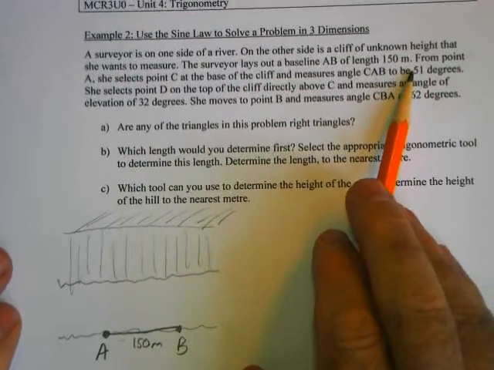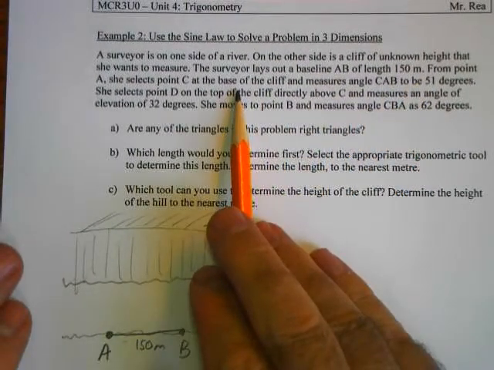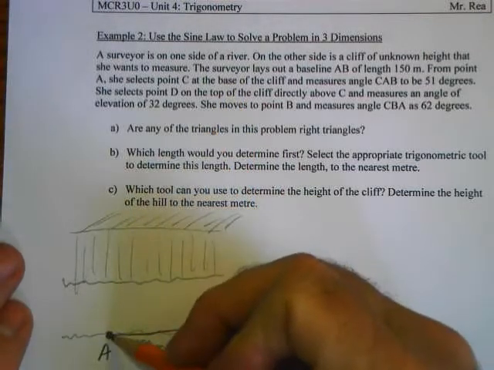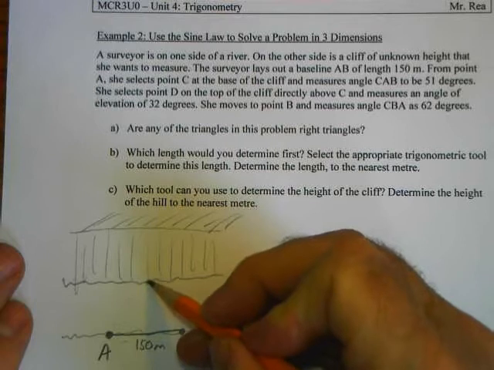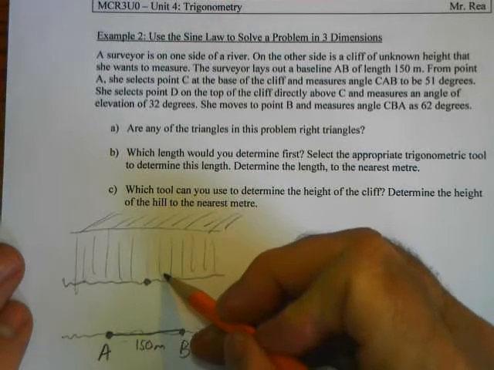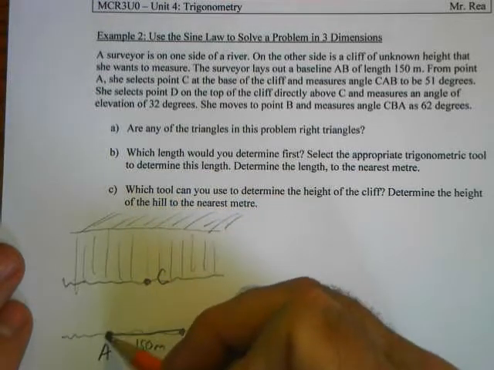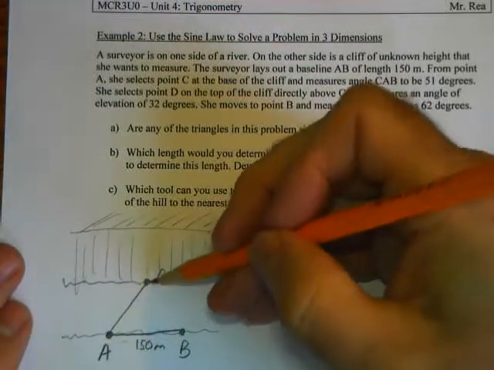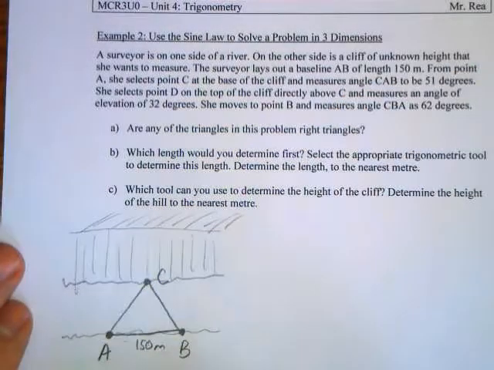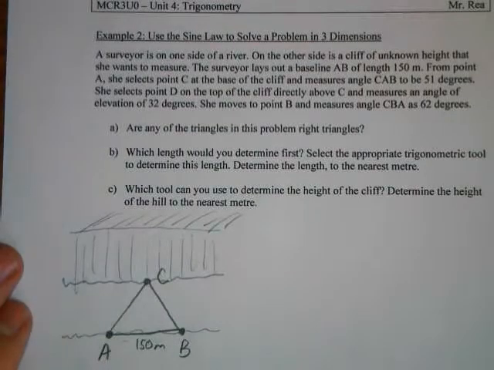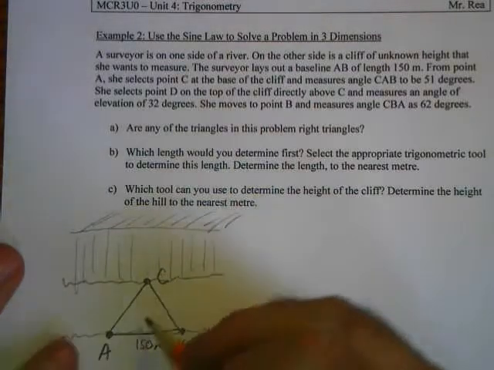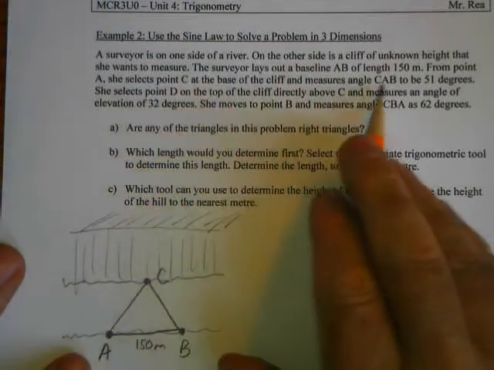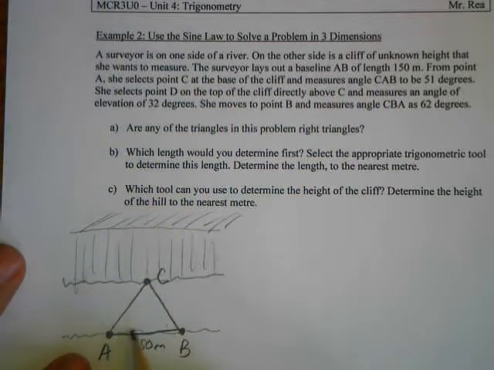From point A, she selects a point C on the base of the cliff and measures CAB to be 50 degrees. So she's standing there, and there's a point, call it C over here. So we're going to construct a triangle using these 3 points. And this is not to scale, so don't ever think about using a protractor on stuff like this. This is all going to be formula based. So from that point C, she gets a couple angles. She actually measures these 2 angles from the side.